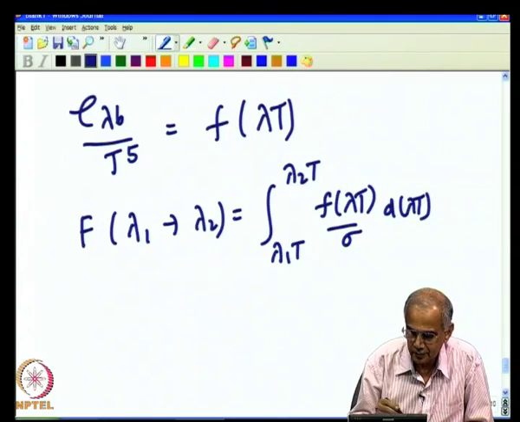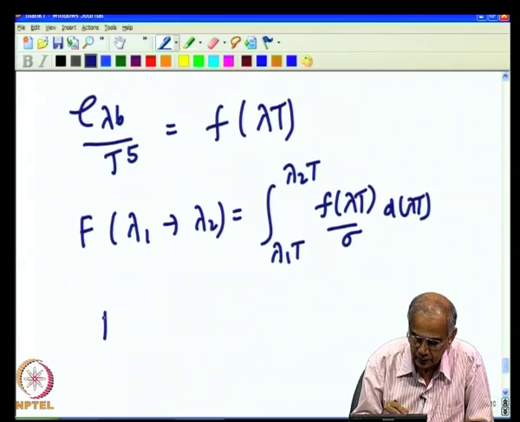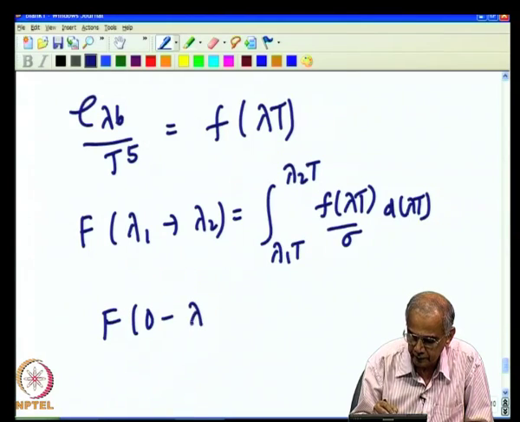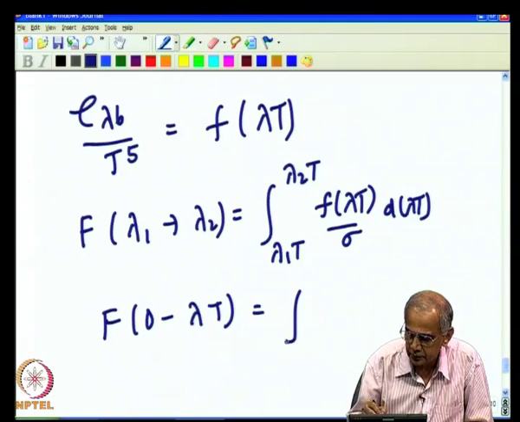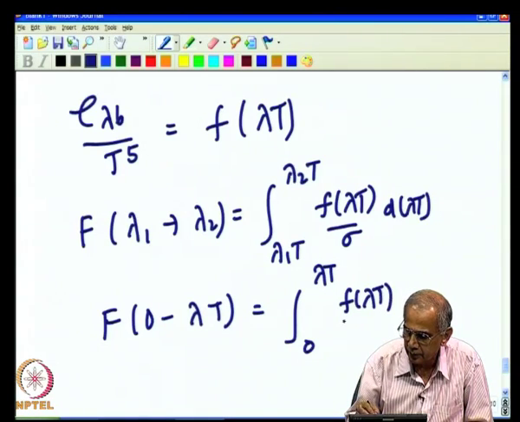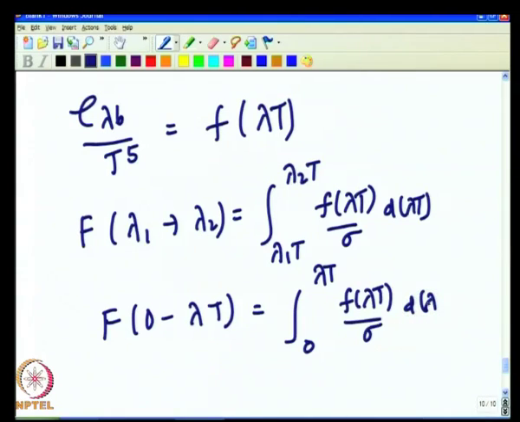You can also write, based on the simpler way of writing this, f from 0 to lambda T as integral from 0 to lambda T of f lambda T by sigma d lambda T. So, this expression is useful to evaluate numerically today using MATLAB or any other standard integration procedure, and I will give you some simple values which are useful to know.